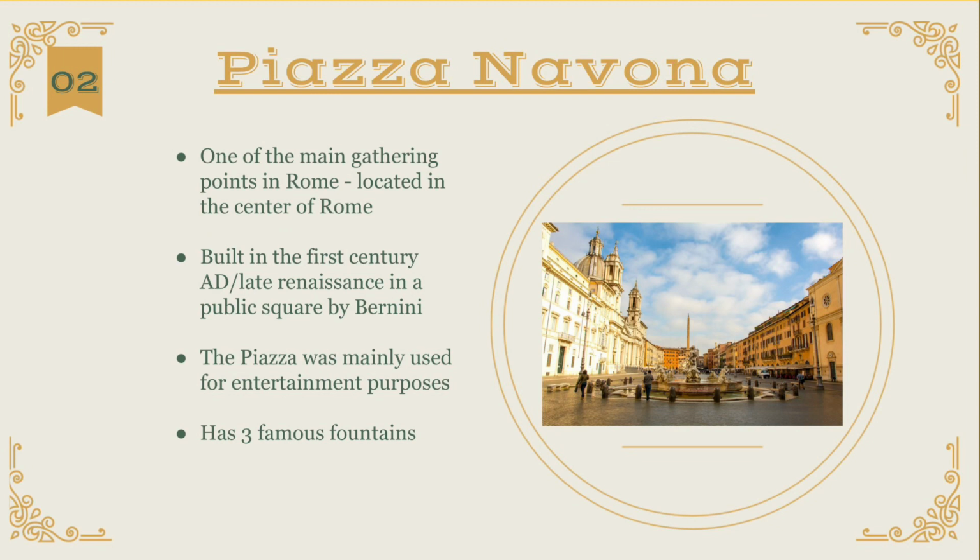The piazza was mainly used for entertainment purposes. They would flood the piazza and use it for naval battles and perform shows. To flood the piazza, the water they would use would come from the aqueducts. The focus of the piazza are the 3 beautiful fountains created during the papacy of George XIII. Now, let's dive into the 3 famous fountains that are located in the square.